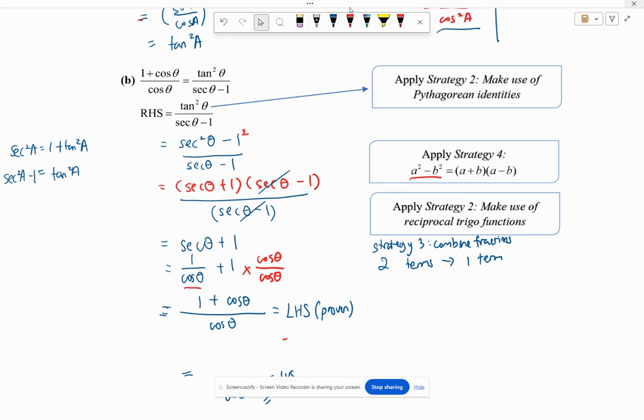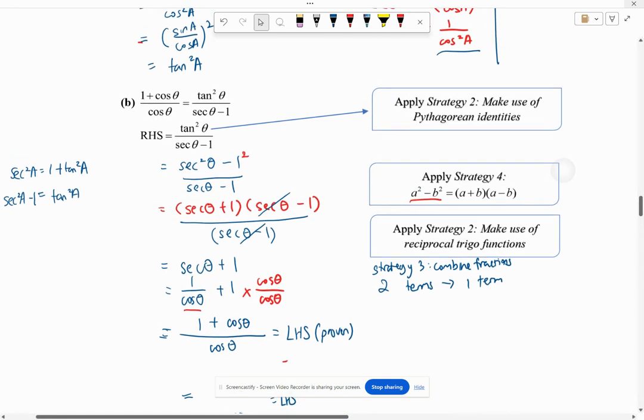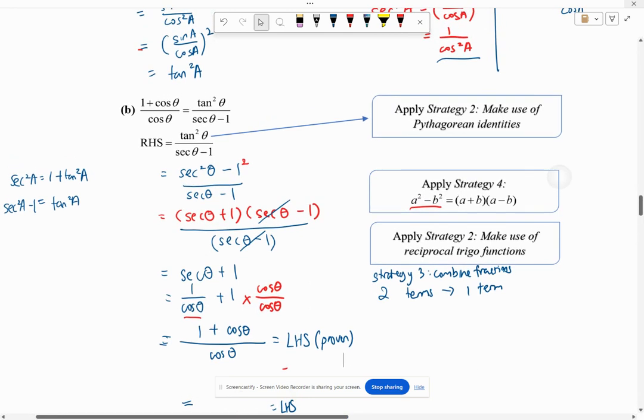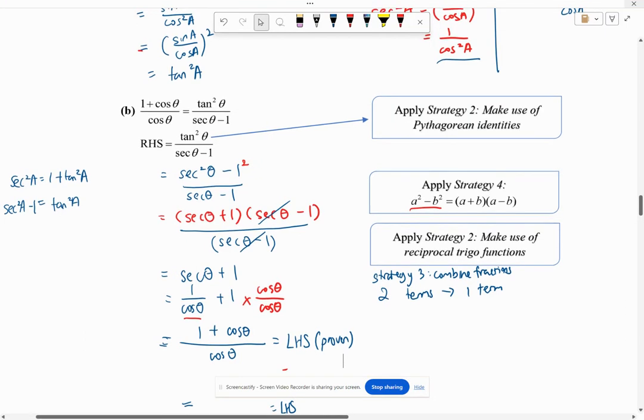So over here, we realize that we applied different strategies for the different questions. We must always start from strategy number one. We start from the more complicated side.